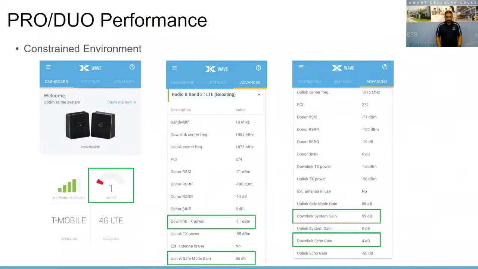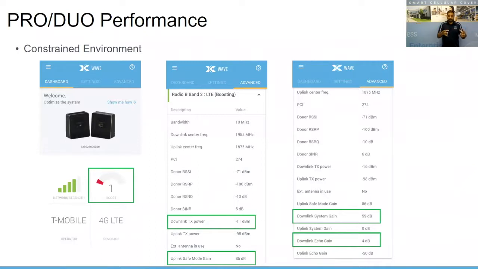Our uplink safe mode gain is still at 86 dB. So we didn't change the location of the network unit. He's in the same good, strong signal area by the window typically. So we didn't move him. All we did was move the coverage unit closer.